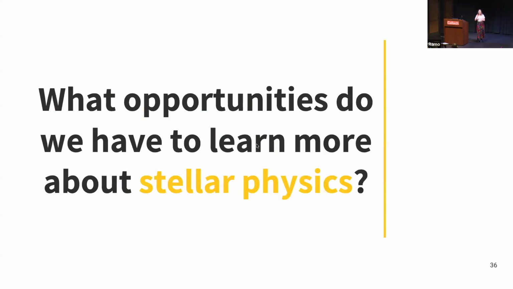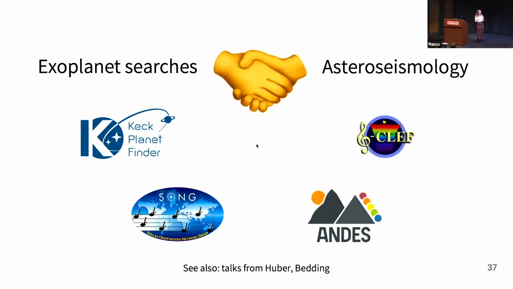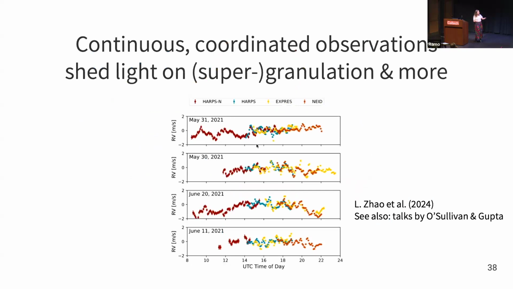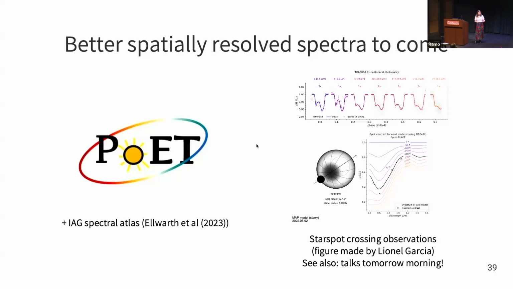So I'm just going to blaze through this. I said that we want to incorporate more stellar physics. What are the prospects for doing that? One point I want to make is that more recent EPRV missions on very large telescopes have opened up more practical possibilities for doing astroseismology, and I think we should take advantage of that. I'm excited about these continuous coordinated observations of various stars, as Neve and Arvind were speaking about. And I'm also excited about spatially resolved spectra on the sun with the POET solar telescope at Espresso, and coming from star spot crossing observations, which we're going to hear about more tomorrow.